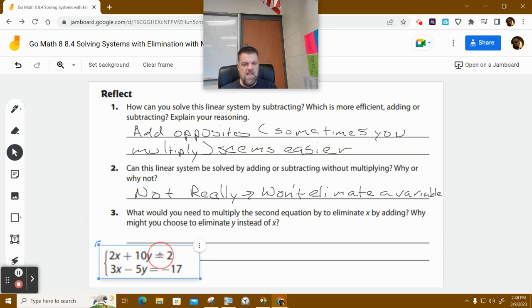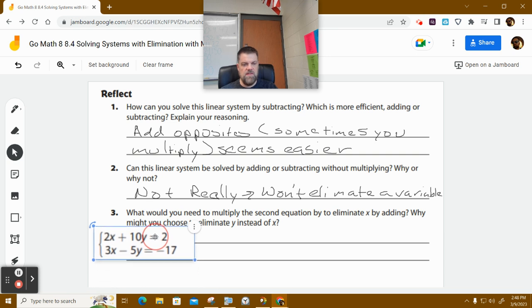So what they're saying is, on this equation here, what would you need to do to eliminate x?